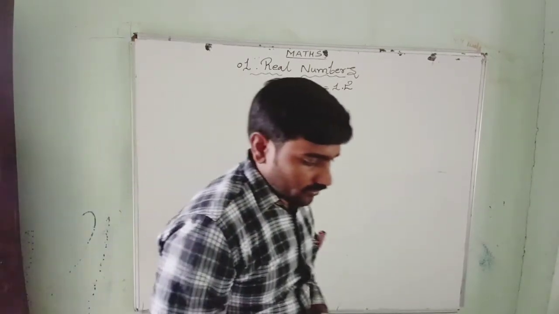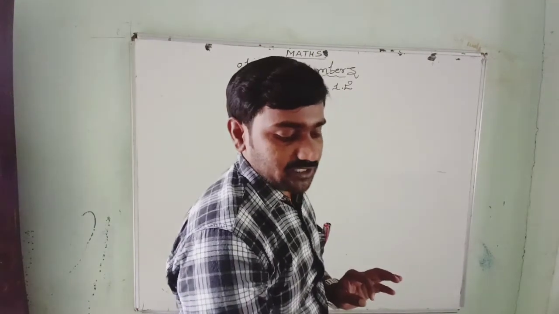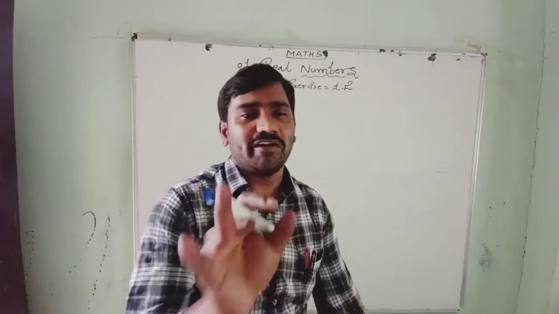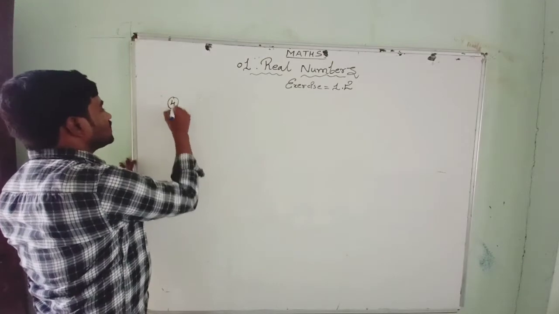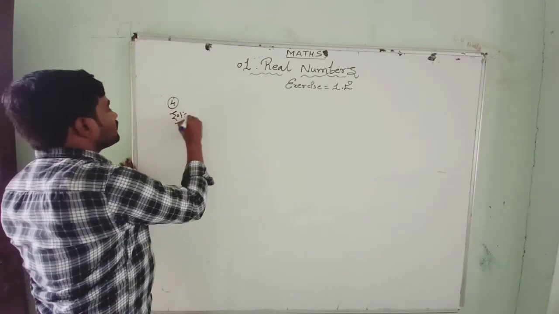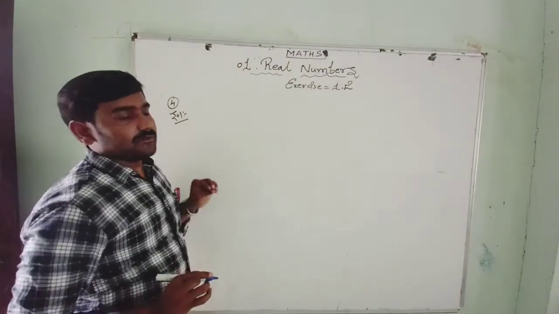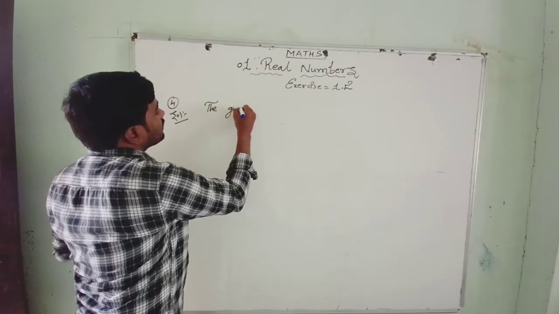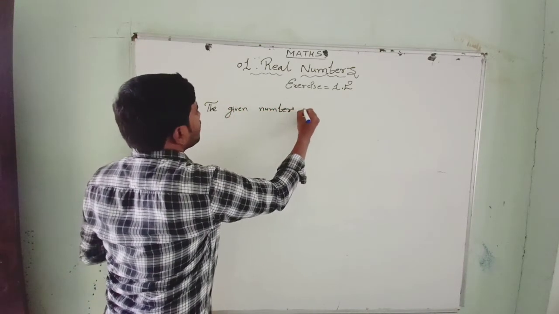Yes. Now we go for the fourth question. Find two irrational numbers between 0.7 and 0.77. Same kind of question as I explained here. Fourth question. Same question, children. Okay. Find two irrational numbers between the given numbers.